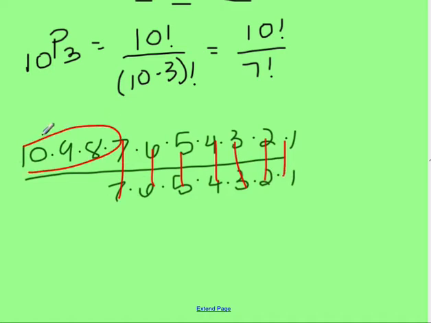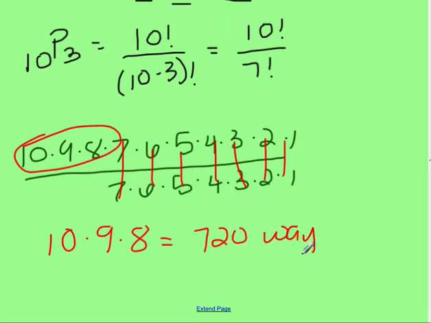So then left over, we have 10 times 9 times 8. So then we have 10 times 9 times 8, and that's going to give us 720 different ways that we can multiply for those medalists. Okay, next, let's take a look at number 4.